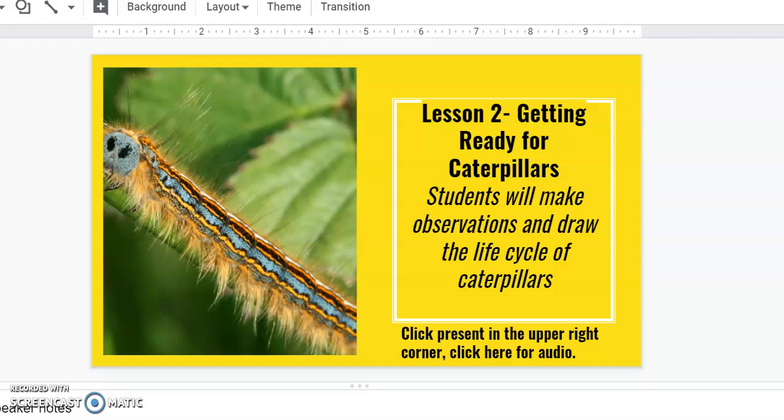Today, we are going to be getting ready for caterpillars. We're going to make some observations about caterpillars and their process of the life cycle, and then we're going to draw it.